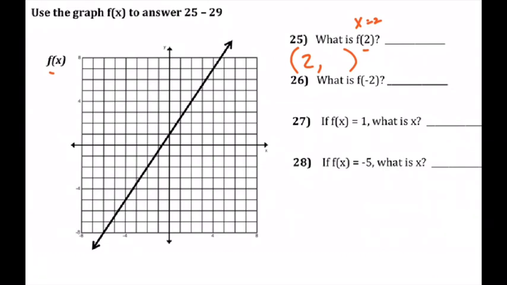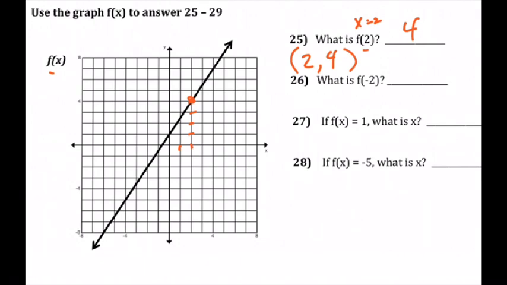So on my graph, when I go over to 2 on the x-axis, where do I go to get to the line? How far up do I have to go? So I go over 1, 2, and I'm going to go up 1, 2, 3, 4. So (2, 4) is the point on my line. So f of 2 is 4. And that's how you figure that out. You think about, well, I was just given what the x is, so now I find the y. So do number 26 then.